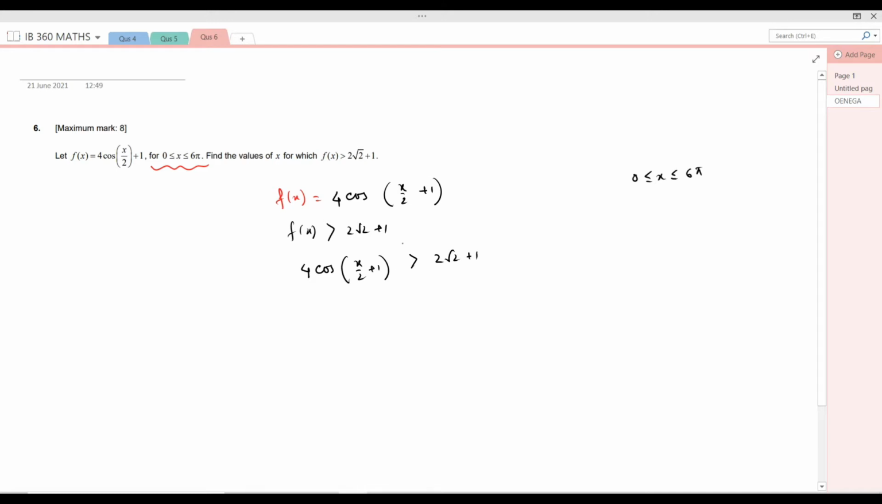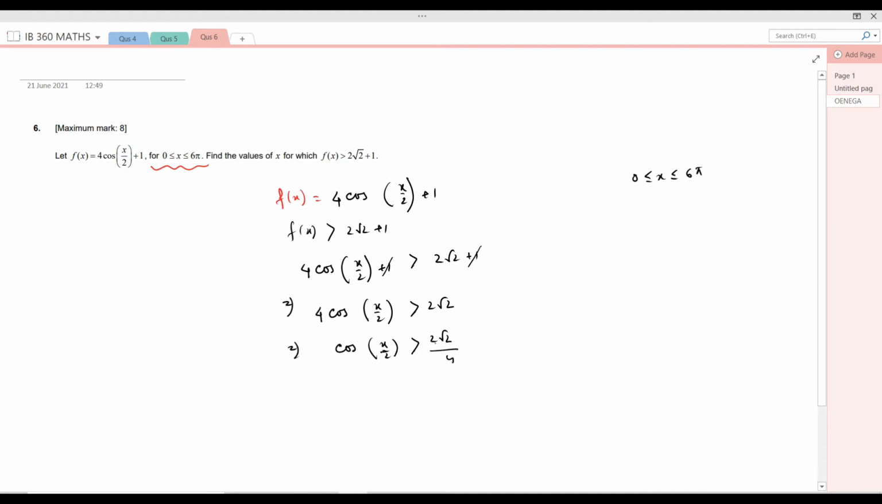Sorry, one thing: x/2 is in the bracket and plus 1 is outside, so it is 4 cos(x/2) + 1. From the two sides I can cancel out this 1. So 4 cos(x/2) is greater than 2√2, so I am getting cos(x/2) is greater than 2√2 by 4.